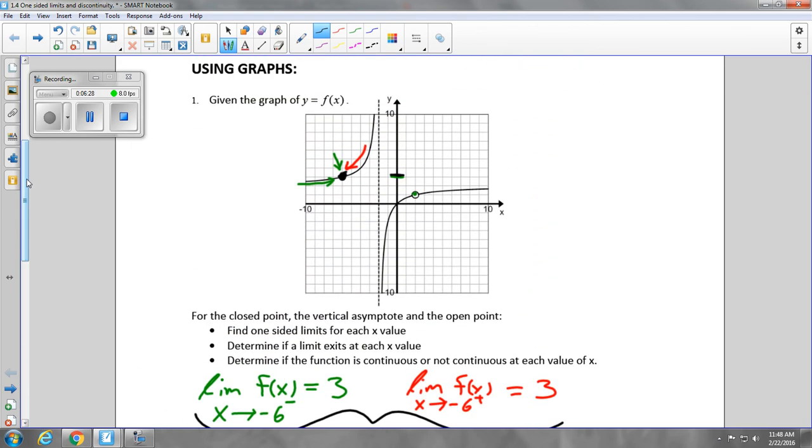All right, so moving on to the next one here. First off, all 3 were met there, right? So we say that this was continuous. So this point right here, yes, that's continuous. Now the other ones we're going to check out are this open point, and the asymptotes. So let's do our open point here first.